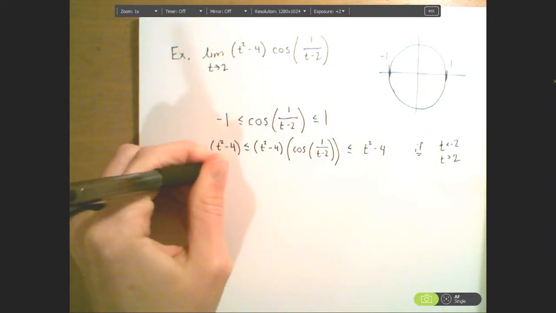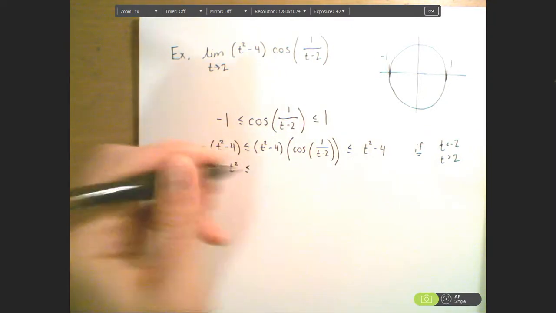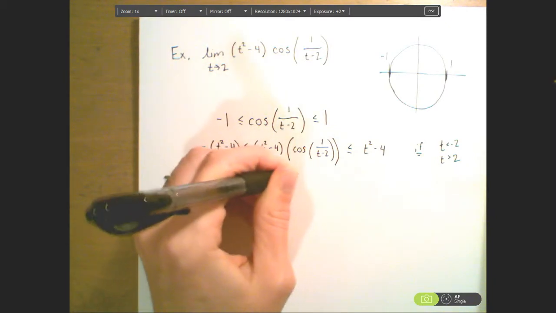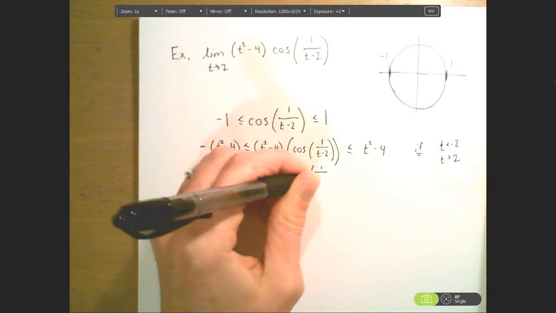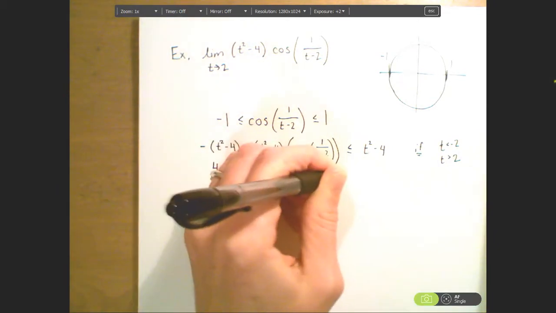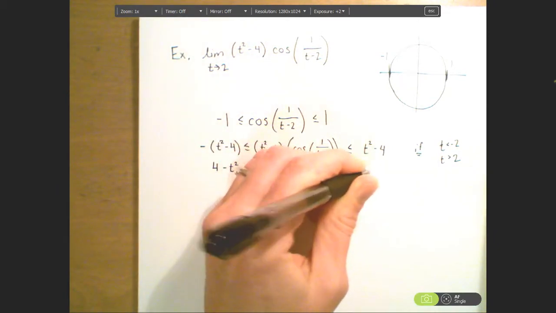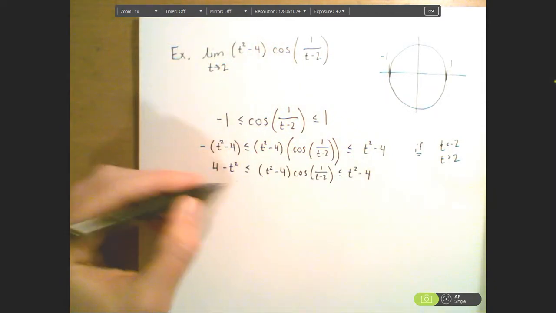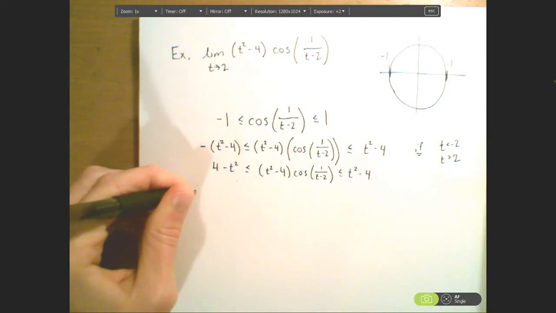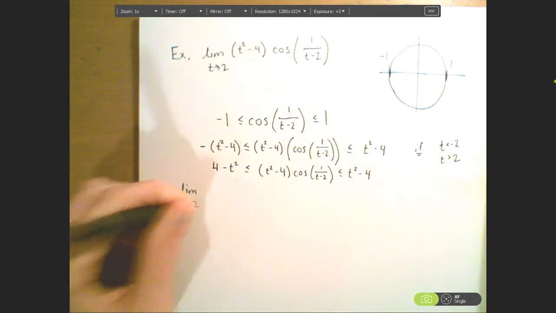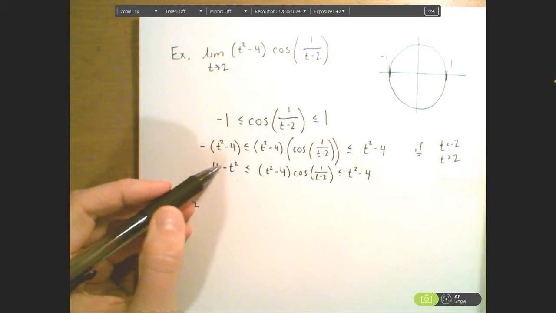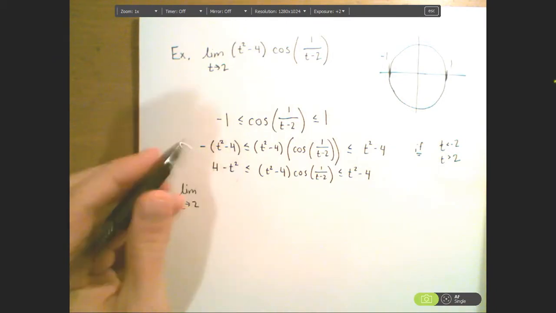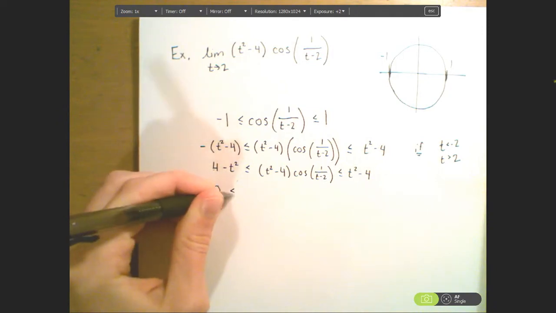This is 4 minus t squared is less than or equal to our expression, t squared minus 4 times the cosine of 1 over t minus 2, is less than or equal to t squared minus 4. And then let's go ahead and take this limit. This is a continuous function. When I take the limit of each of these chunks, because this is a continuous function, I can actually just plug in 2, and I get that this limit is 0.